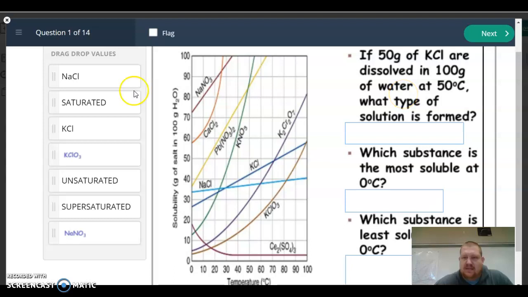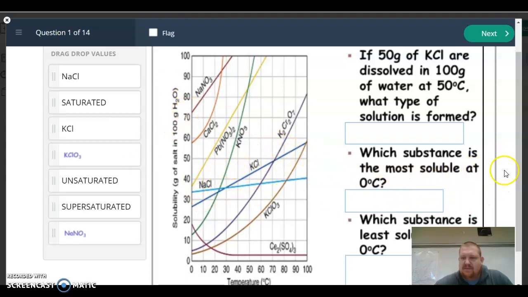The first one is asking us what type of solution is formed. Is the solution saturated, unsaturated, or supersaturated? So we're going to look at the KCl line, only this KCl line. We're going to plot 50 grams here and 100 grams of water, so we're in 100 grams of water at 50 Celsius. We'll plot this one and this one, and compare them to this line to figure out what we have going on.